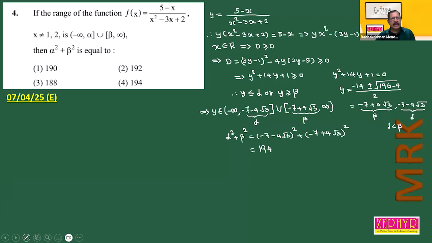Now, another thing is that you can actually avoid this part. This part you can avoid. How?